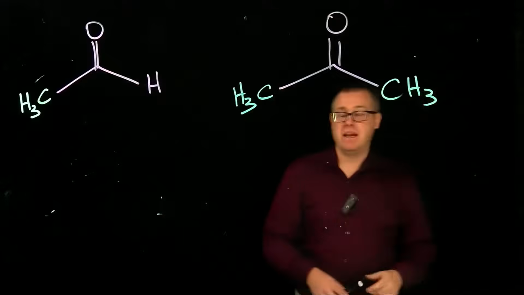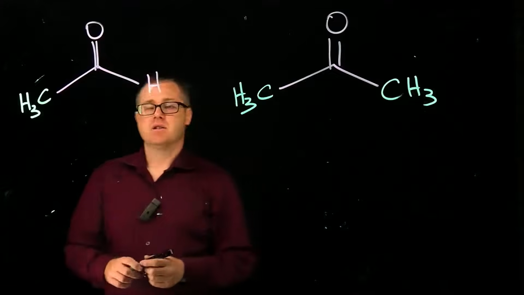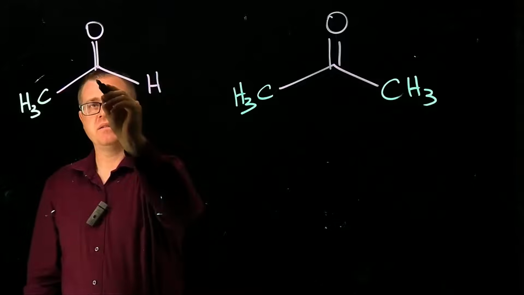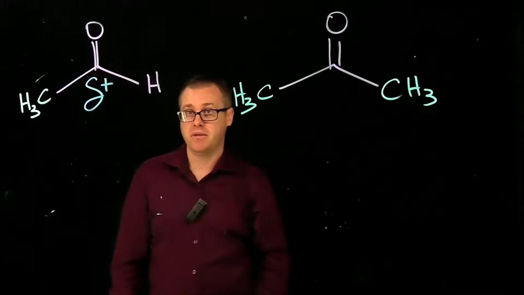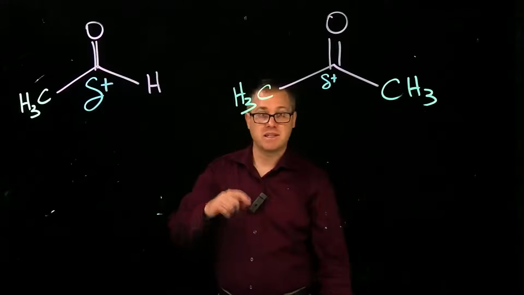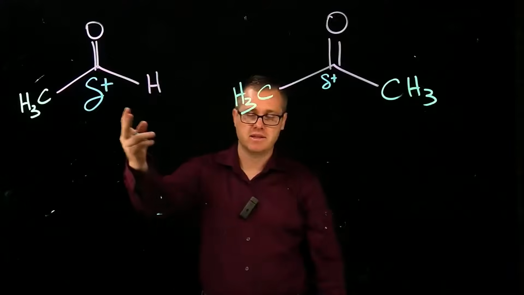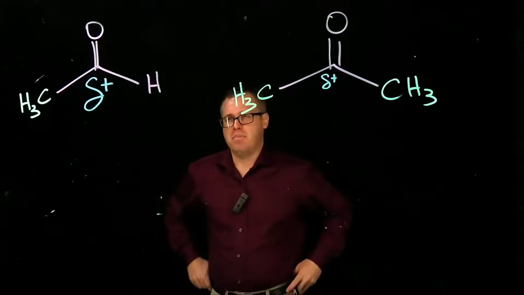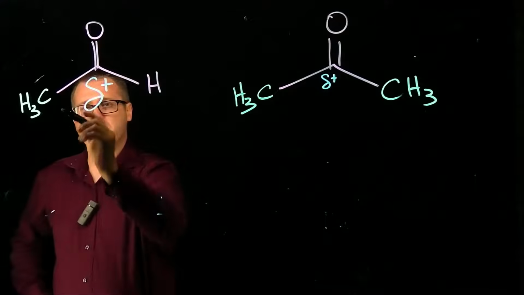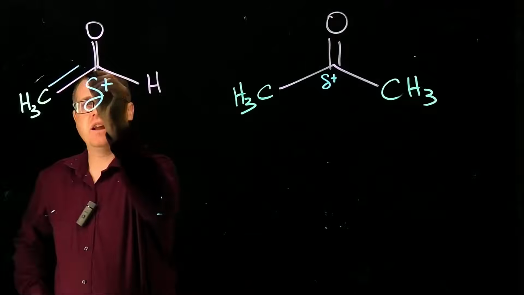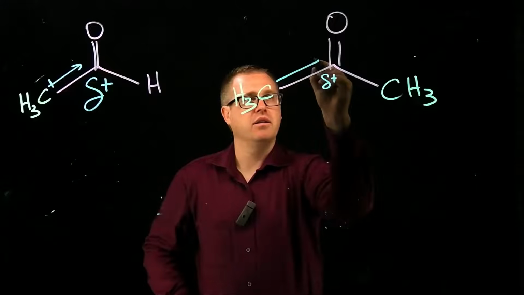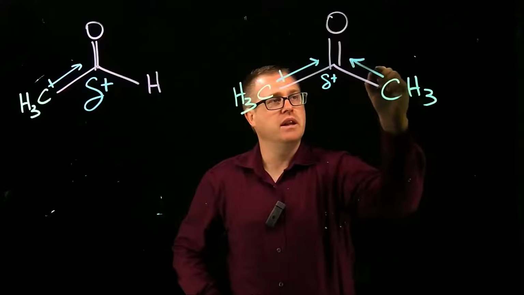The second would be electronic effects. So if I take a look at the partial positive on this carbonyl, it's really, really big. Whereas the partial positive on this one is still there, just smaller in comparison to the aldehyde. Why would that be? Can you see what's happening here? We have alkyl groups. What do alkyl groups do? They donate electron density. But the ketone has what? Two electron donating groups.